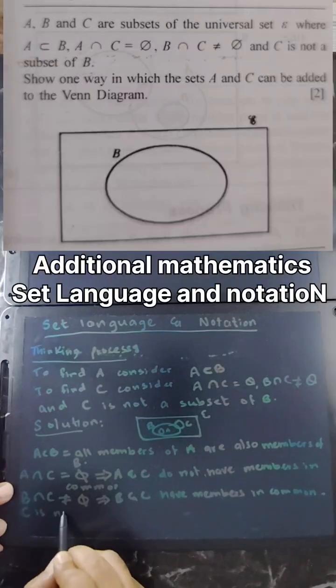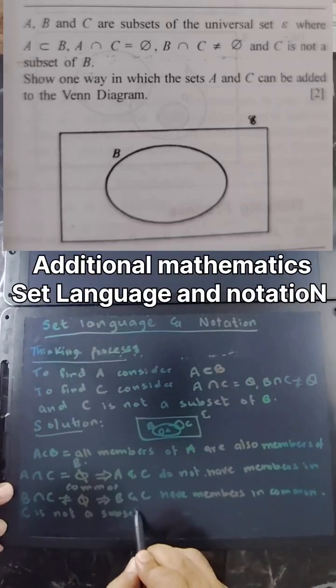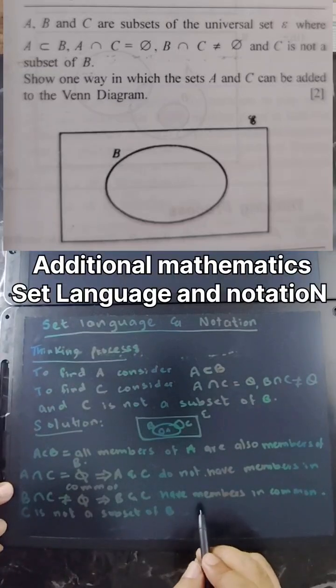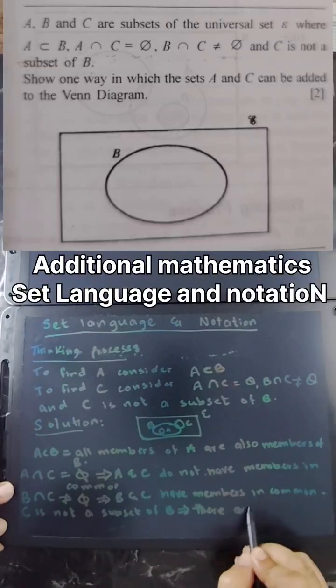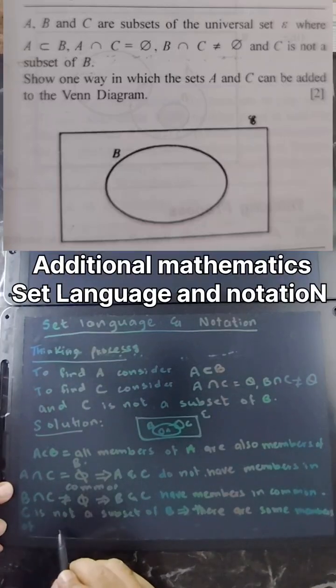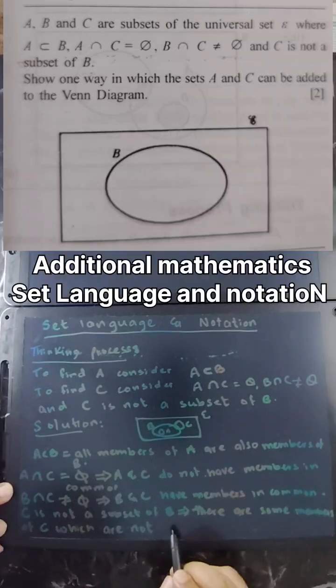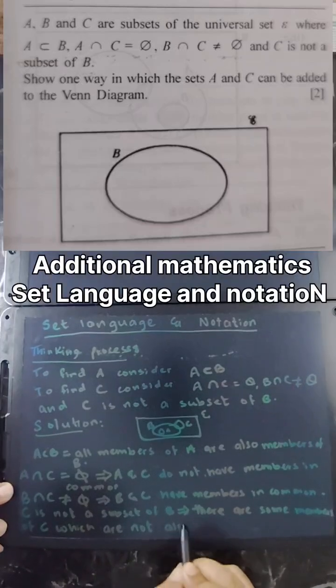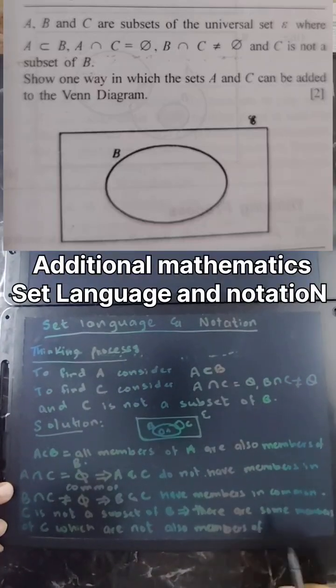C is not a subset of B. It means there are some members of C which are not also members of B.